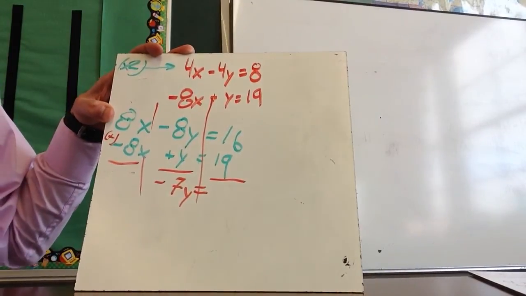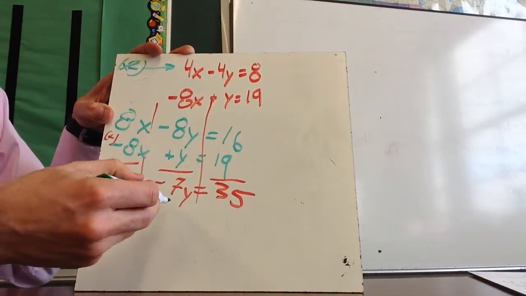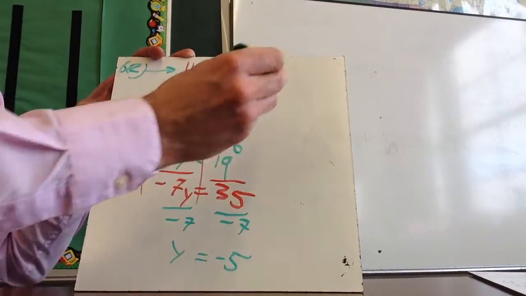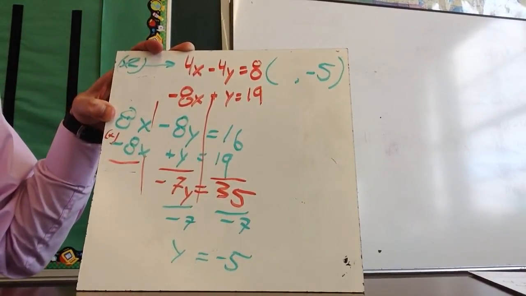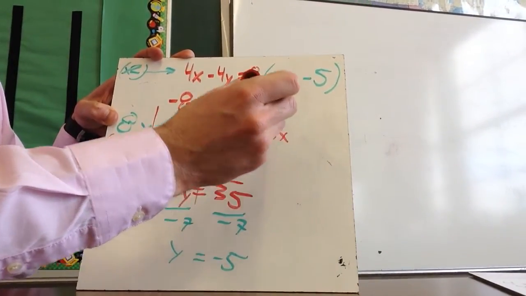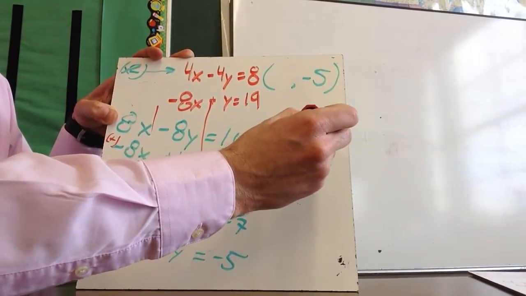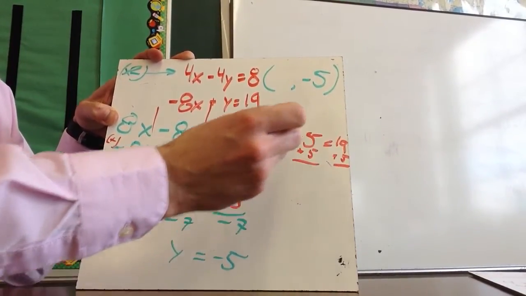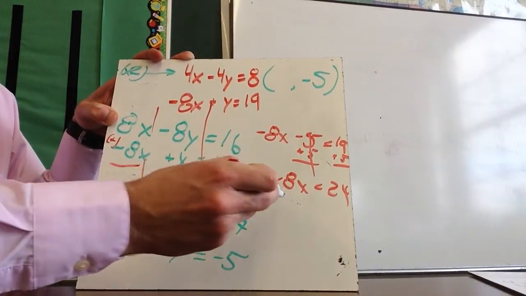equals 16 plus 19. This is 35. I'm then going to divide by negative 7 on both sides, and y equals negative 5. So there's half of my answer. That's the y. Now to find the x, I'm going to take this and substitute it in for y. We can use the bottom equation or the top, but on this one I'll use the bottom. So this is plus negative 5, so 8x minus 5 equals 19. I'm going to add 5 to both sides. That will go away. I'm left with negative 8x equals 24. Then divide by negative 8.